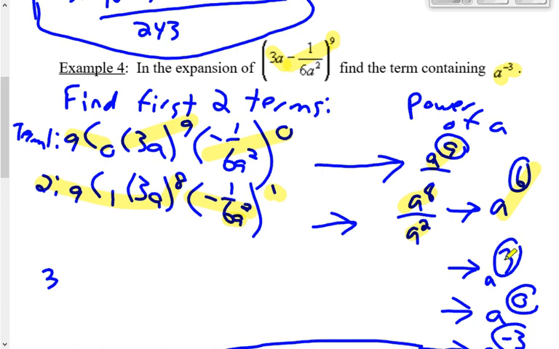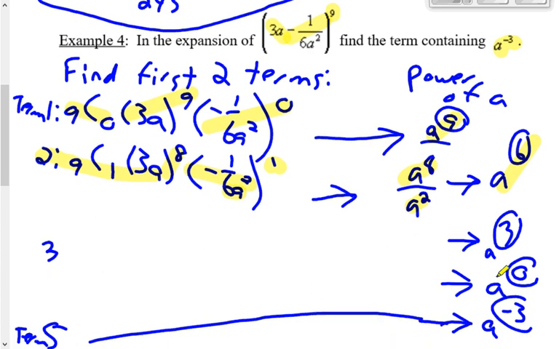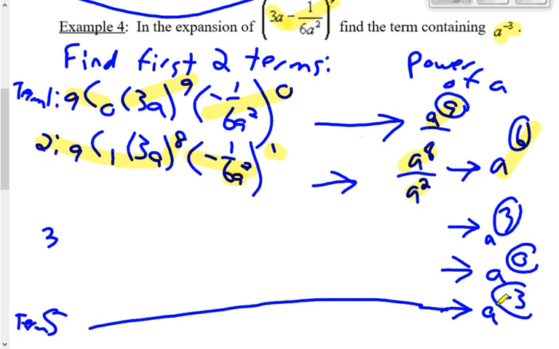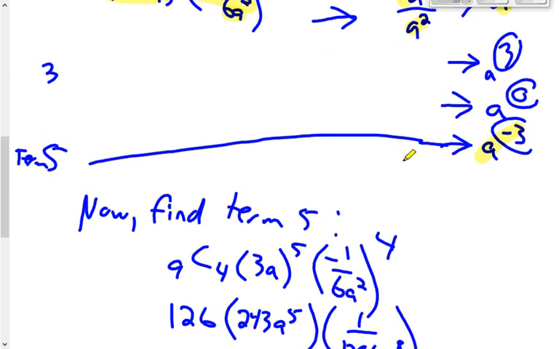So then we're going to have an a to the 3 for term 3, an a to the 0 for term 4. Term 5 is going to have a to the negative 3. So really this question up top now means find term 5. So let's actually do that.